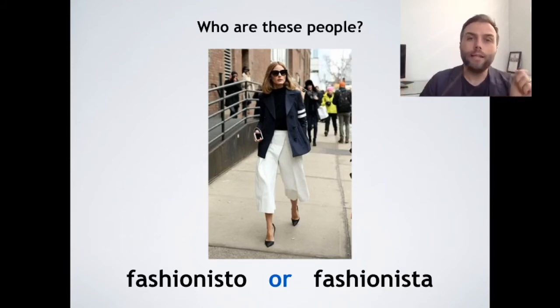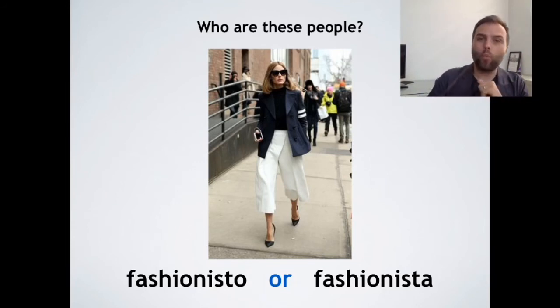As I mentioned, nouns are masculine and feminine, but also adjectives can be changed to masculine and feminine in Spanish. So you may not know this, or you may know it, but the word fashionista is only for women, right? So if we're going to describe a man, we shouldn't say fashionista, we should say fashionisto. Okay, so the adjective actually changes depending on who we are describing. If we're describing a man, we would use the masculine ending of O, or if we're describing a woman, we would use the feminine ending of A.